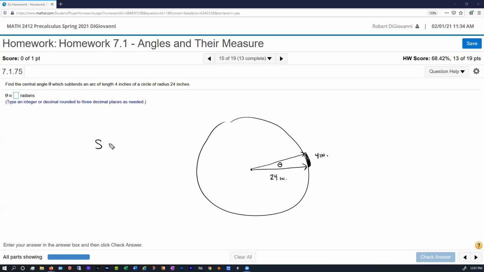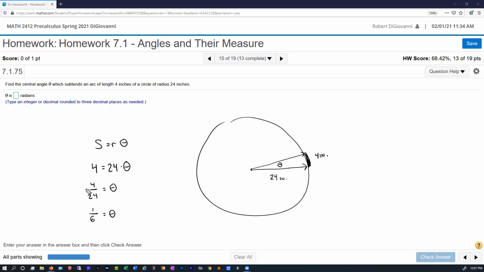And so using S equals R theta, we know the S is the arc length, that's 4. That must be equal to radius 24 times theta. And they want to know what theta is in radians, so we just divide: 4 over 24 is theta. So that's 1/6 is theta.